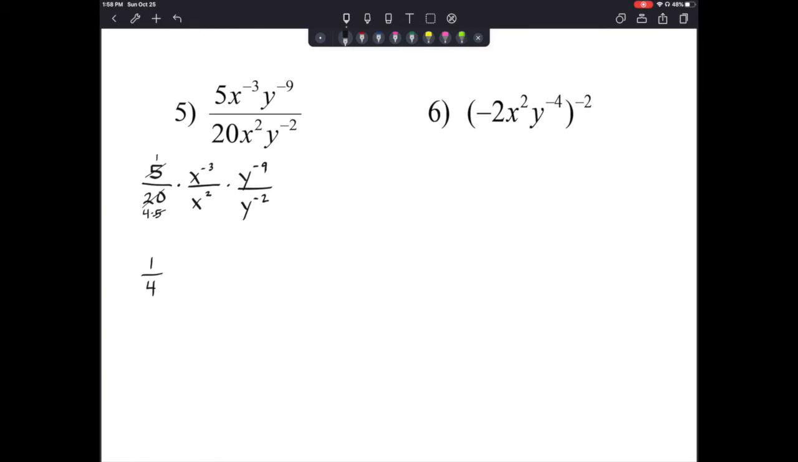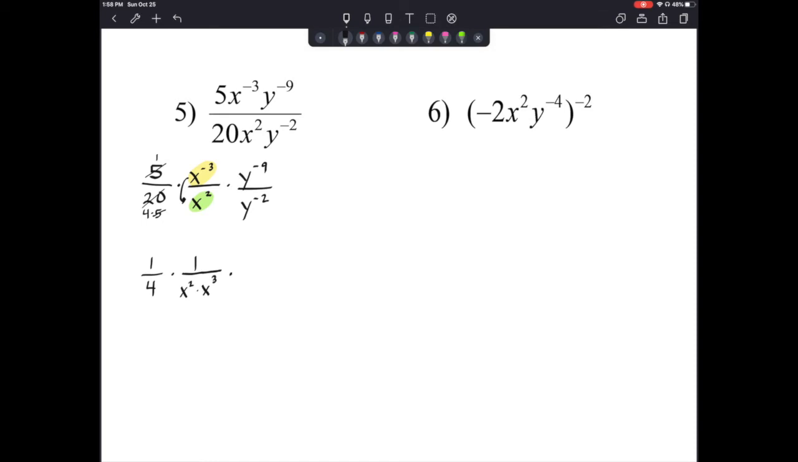I have an x to the negative 3rd and an x to the 2nd. Well, this one's got to move. This one's got to stay, right? So if we move our x to the negative 3rd down to the bottom, it becomes positive. So we have 1 over x squared times x to the third.